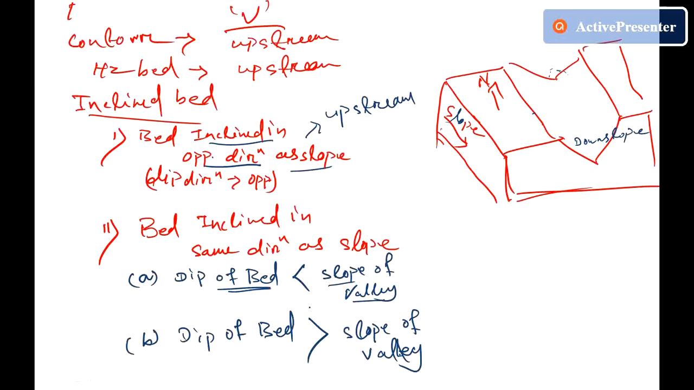So the first condition is that the dip of the bed is in the same direction as the slope, but the bed is dipping at a gentle angle as compared to the slope. So the bed is dipping like this. Let me show you another clearer picture like this.